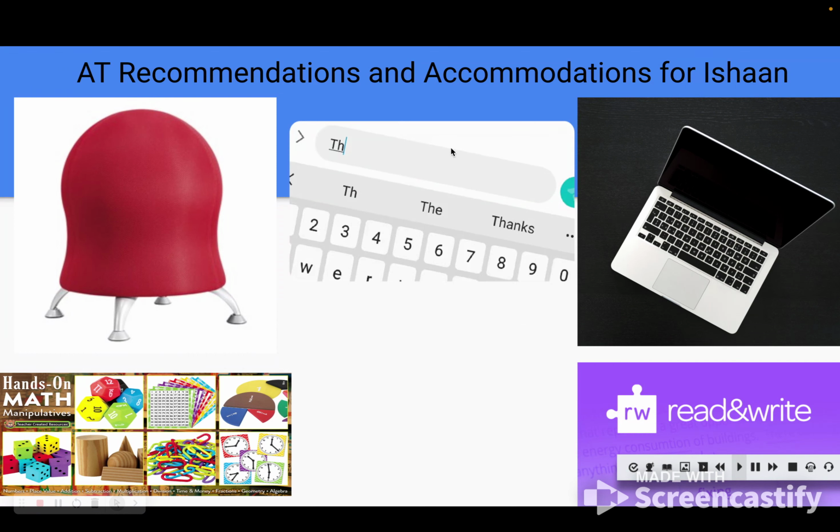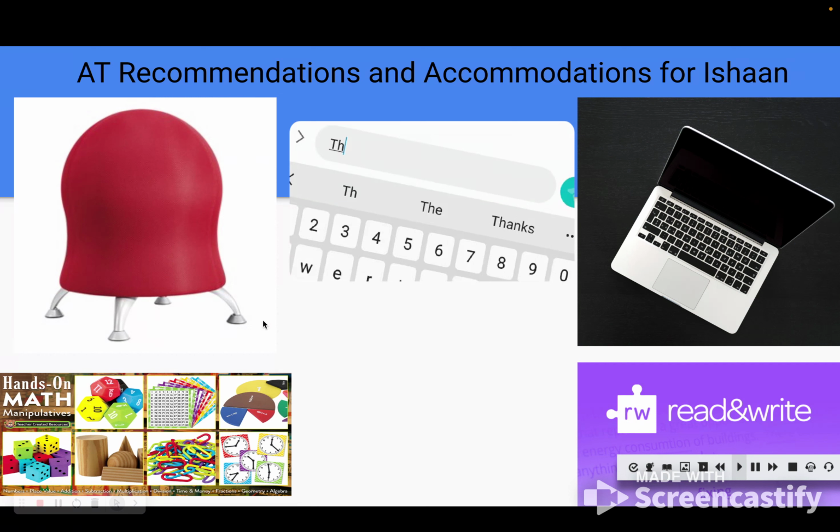In the middle, I have a predictive typing keyboard. I think this would greatly benefit Ishaan, and it's another high-level assistive technology. Another accommodation assistive technology would be accessible or preferential seating, like this ball chair that would allow for some movement and balance that wouldn't really disturb other students.